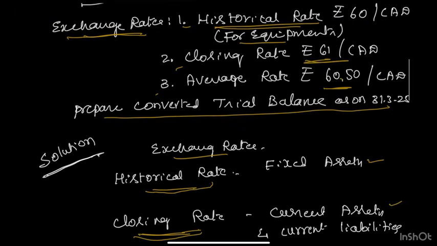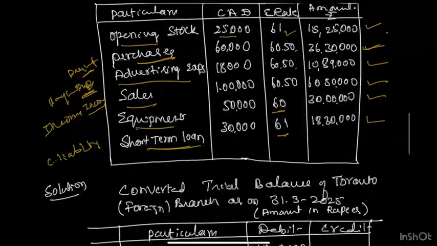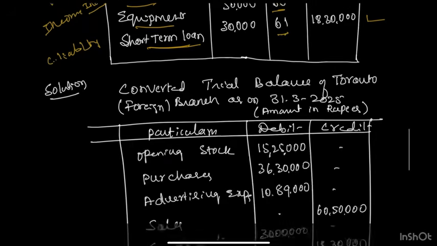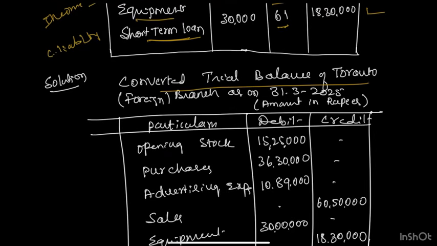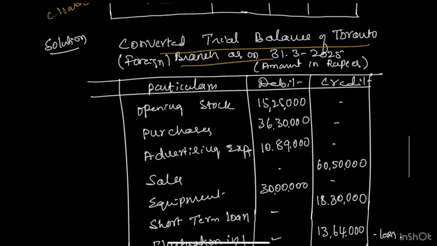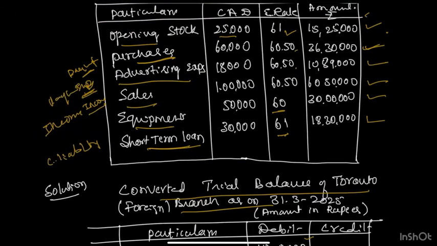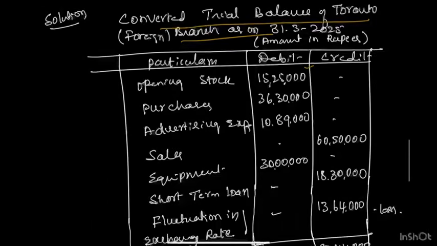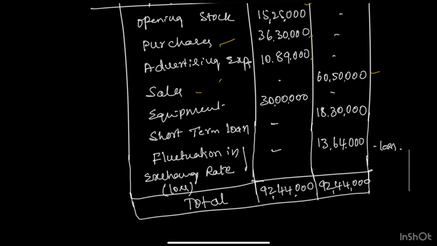They are asked to prepare the converted trial balance, with the values converted to Indian rupees. Based on that, we need to prepare the trial balance. Look at this, converted trial balance. Opening stock, we know that's a debit. We have taken this value, the converted values given here. Based on that, the trial balance is prepared. Opening stock debit, purchases debit, advertisement expenses debit, sales always credit, equipment as an asset debit, short-term loan liability credit.